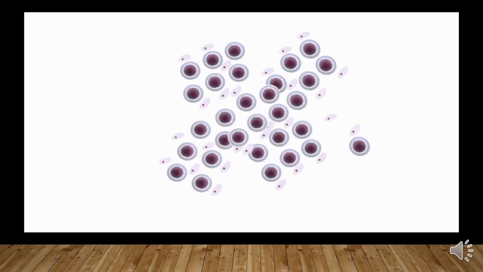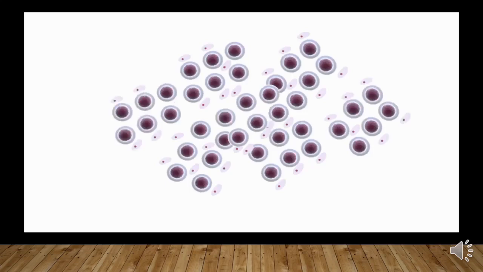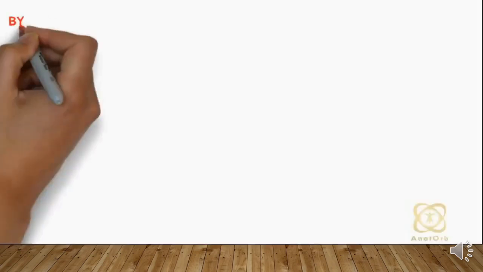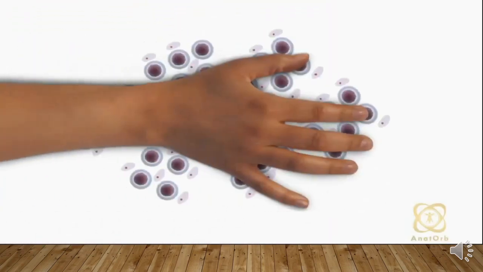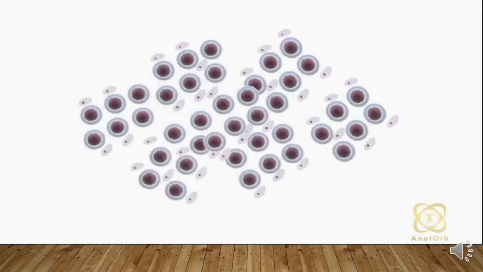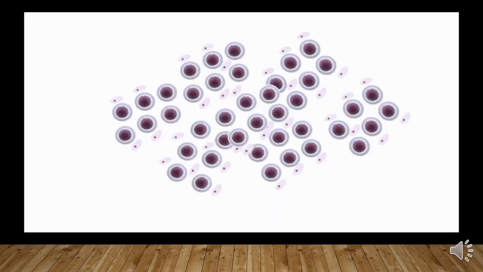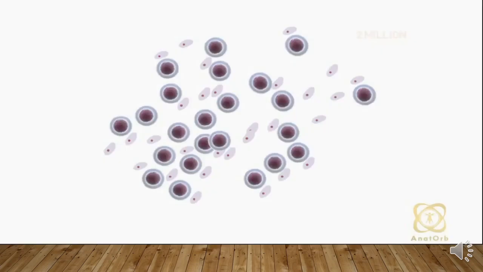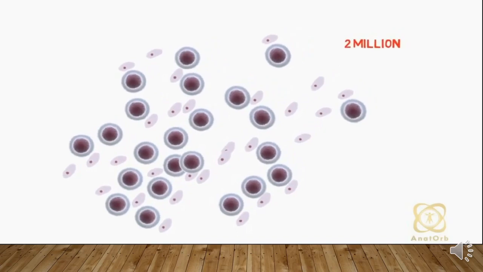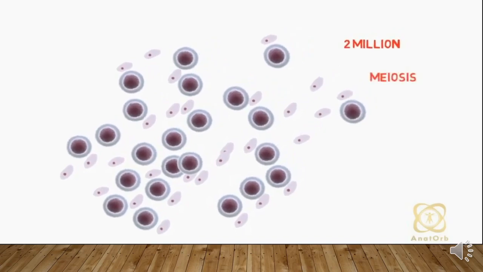During the next few months, oogonia increase rapidly in number and enlarge to form primary oocytes, and by the 5th month of prenatal development, the total number of germ cells in the ovary reaches its maximum, which is estimated at about 7 million. By the 7th month, cell death begins to occur, and the majority of oogonia will degenerate, leaving about 2 million primary oocytes. Now the remaining 2 million primary oocytes begin to undergo meiosis.